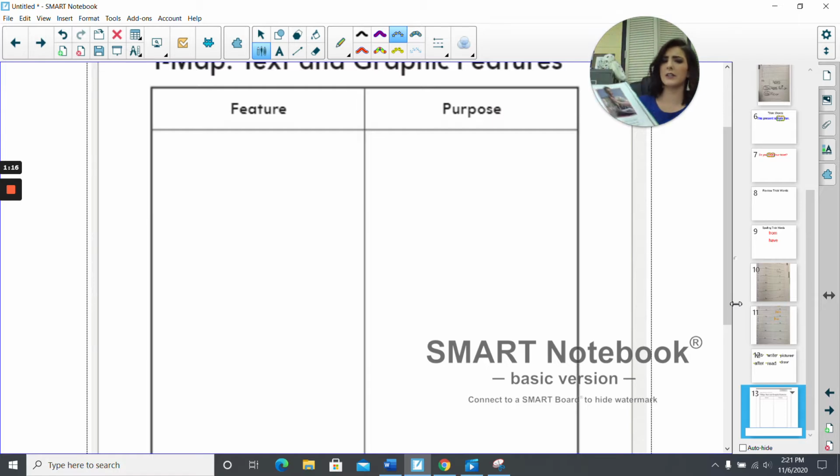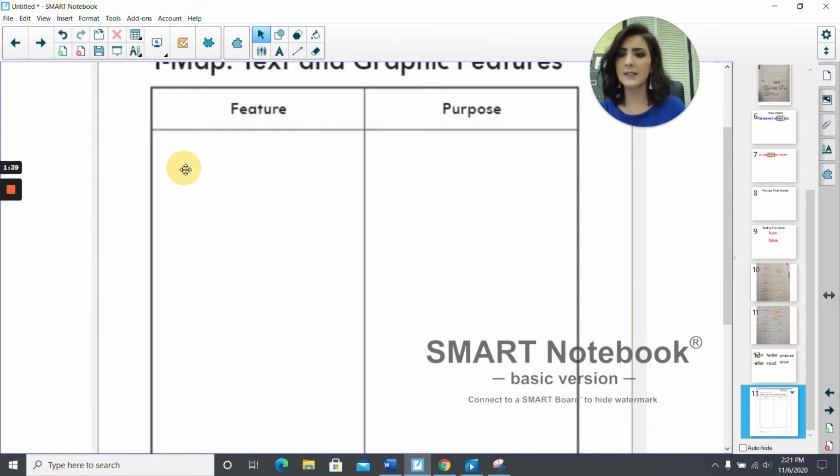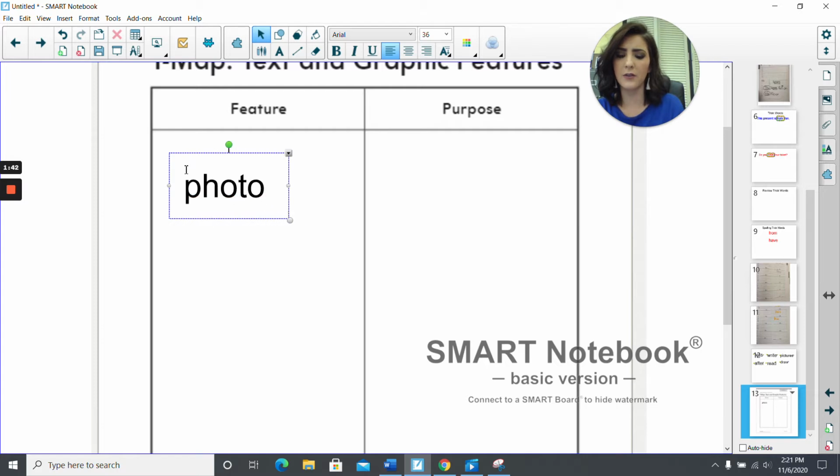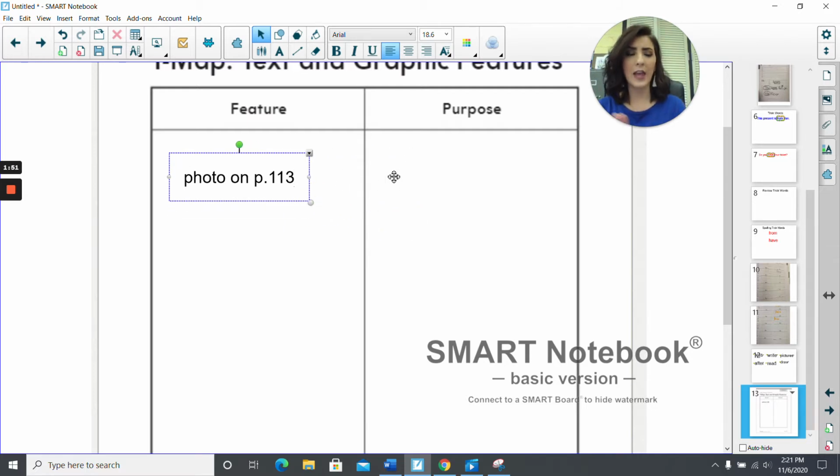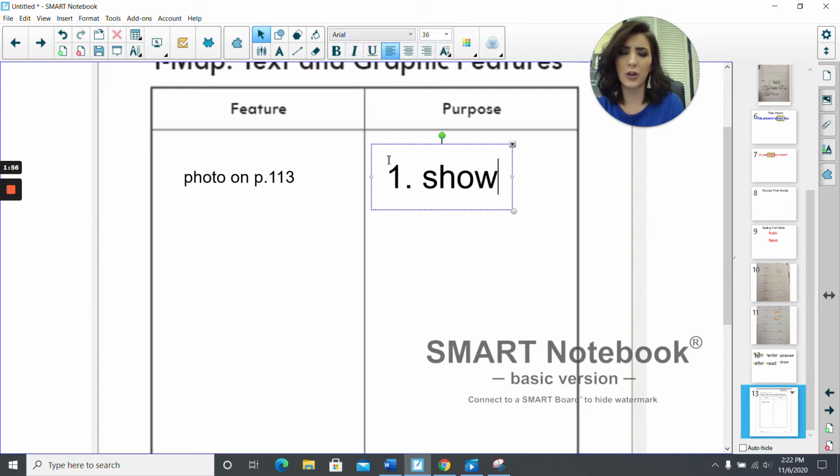I want to show you how to fill in this chart, okay? So if we look on page 113 in our story, we see the picture of Dr. Seuss with all of these crazy creatures. So the feature means, what do you see? What I see is the photo on page 113. That's what I'm looking at. And what is the purpose of that photo? The purpose of that photo is to show Dr.